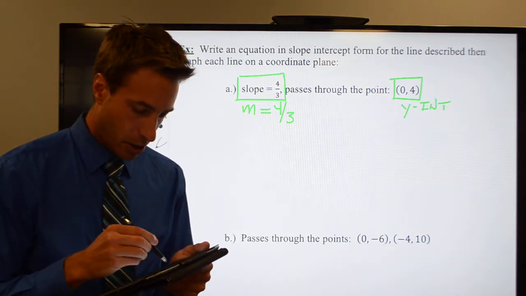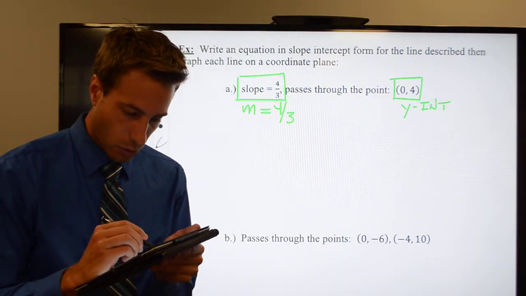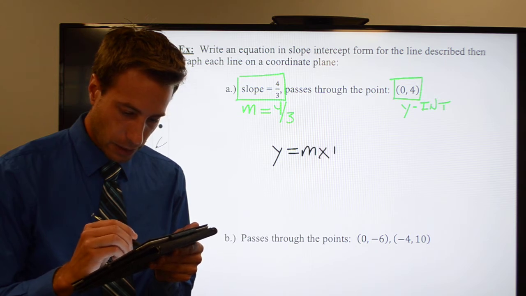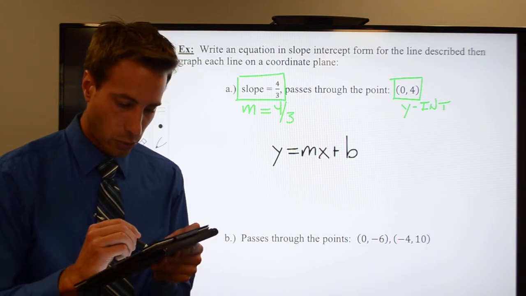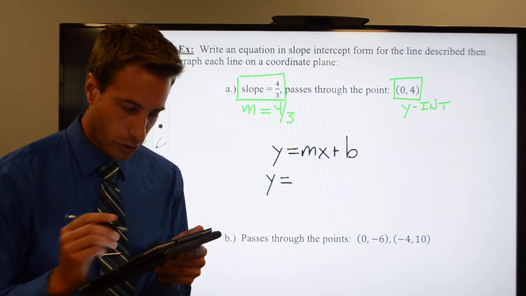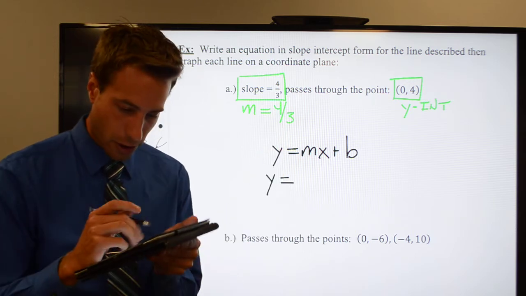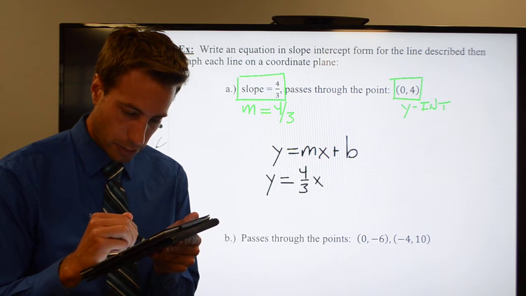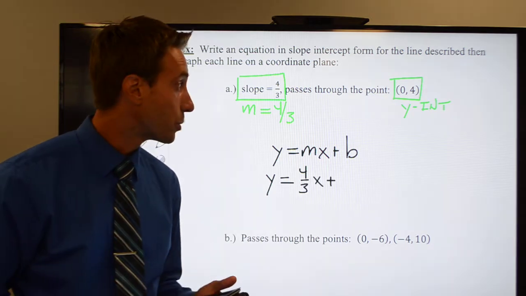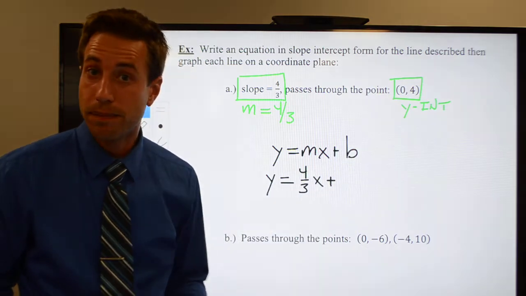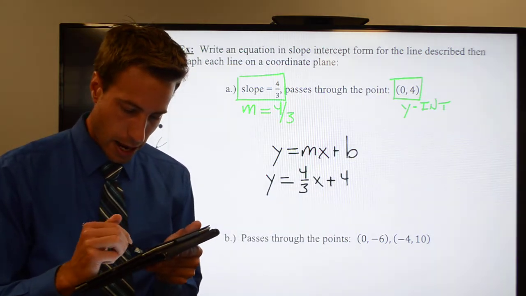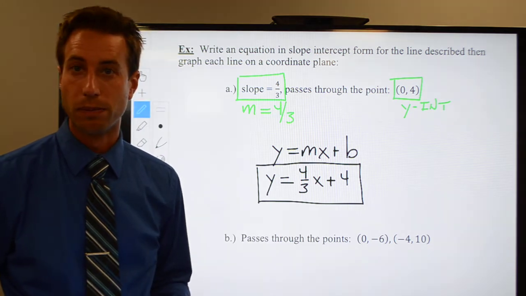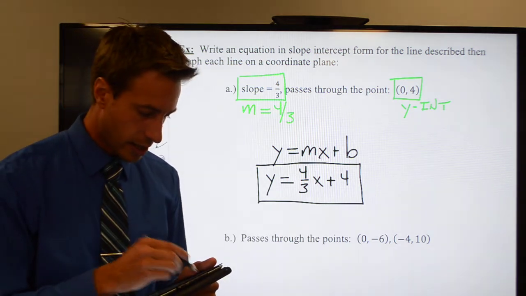So here we go. I'm all set to use my equation: y equals mx plus b. Plug in what you know. y is equal to my slope, that's 4/3, x plus my y-intercept, or b. It was given to me. It's 4. And I have my equation in slope-intercept form. Easy peasy lemon squeezy. Let's try the next one.